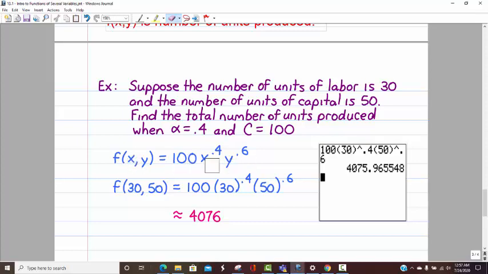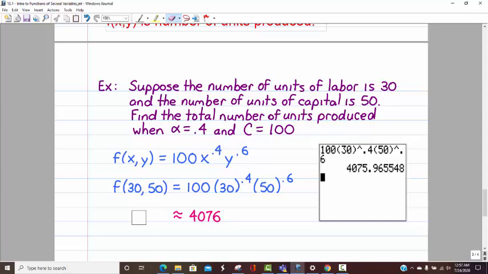And then once you have this function built like this, plug in whatever numbers are given to you in the problem. So here we were given a 30 and a 50. Obviously, we've got to put them in the right order there. So that's why the labor is x and the capital is y. You don't have to know that.